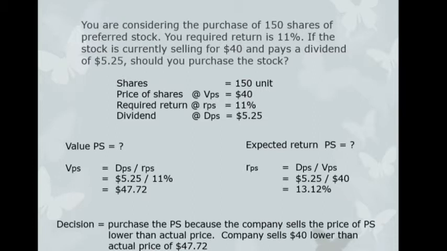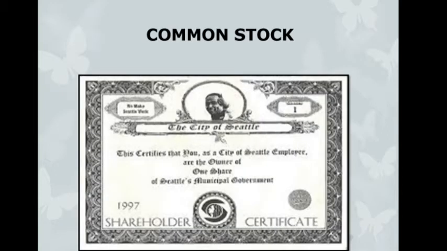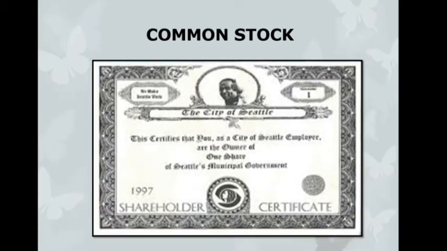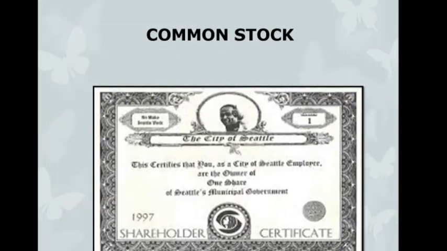For the decision, we must write like that: purchase the PS because the company sells the price of PS lower than the actual price. The company sells at $40, lower than the actual price of $47.72. As you can see, this is an example of that kind of common stock that sells in the market.